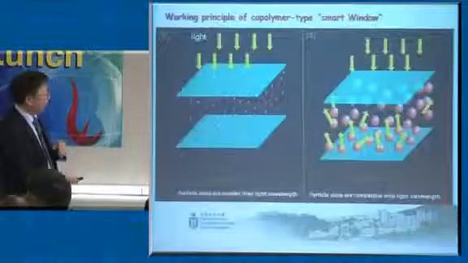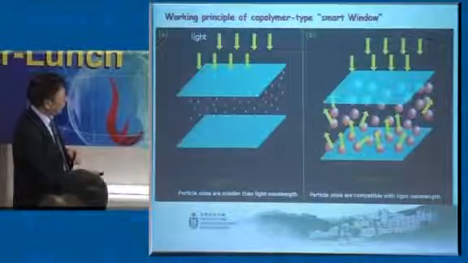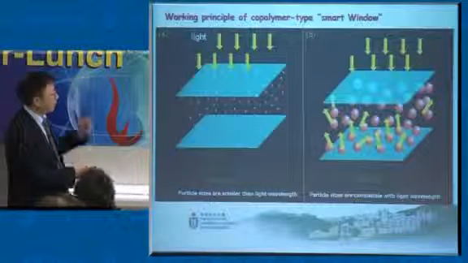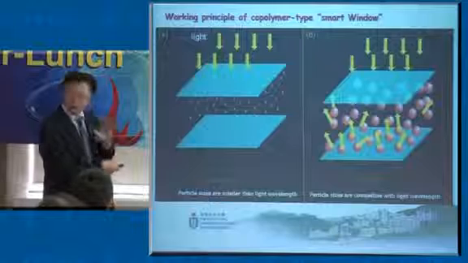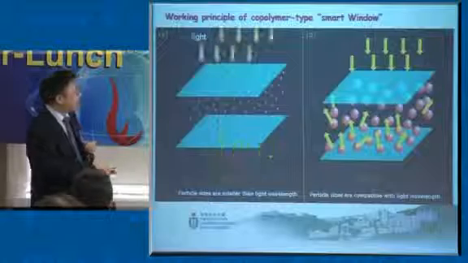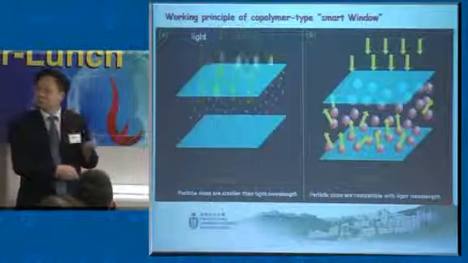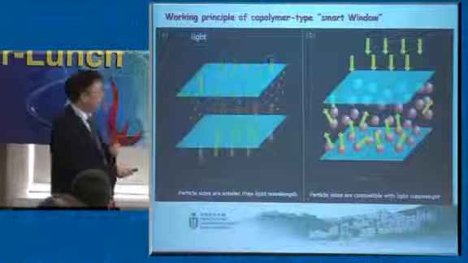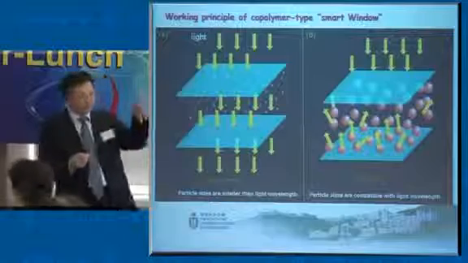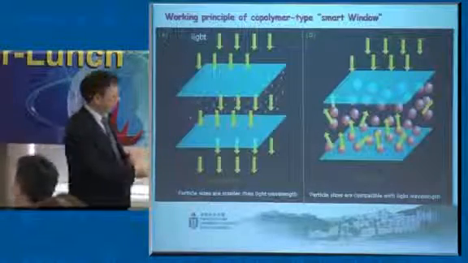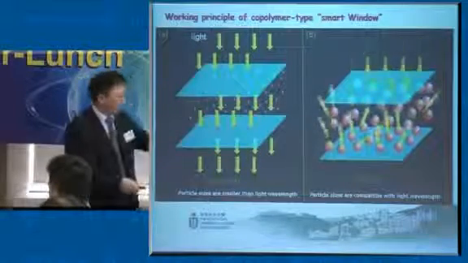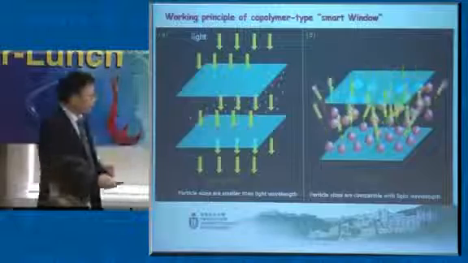Let me give you an example. Here's a container with some small polymers inside. At low temperature, the particles are small, so the beam can pass through. We call it transparency. However, if the particles are big enough, comparable to the light wavelength, there is scattering, so the light is blocked. Let me show you later how that works in our demos.